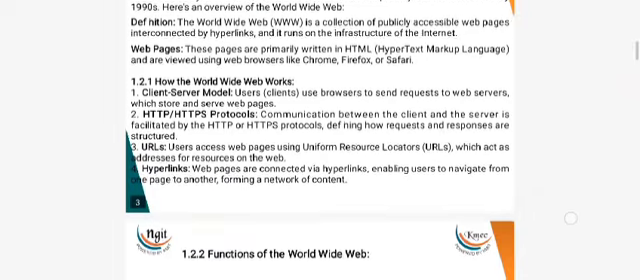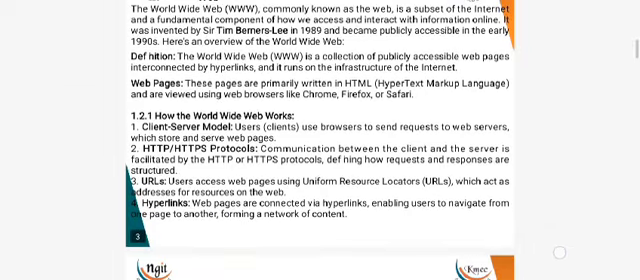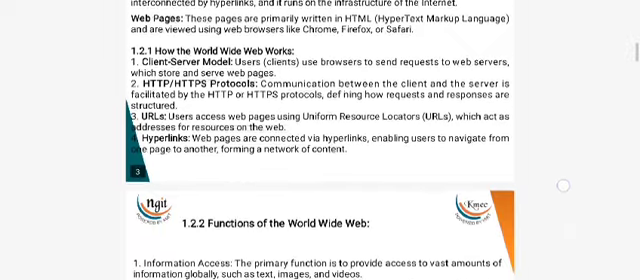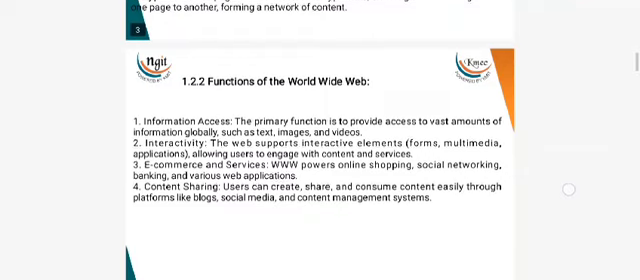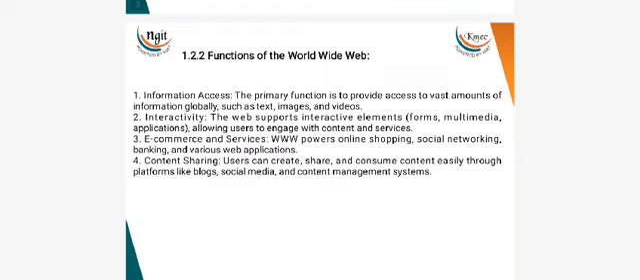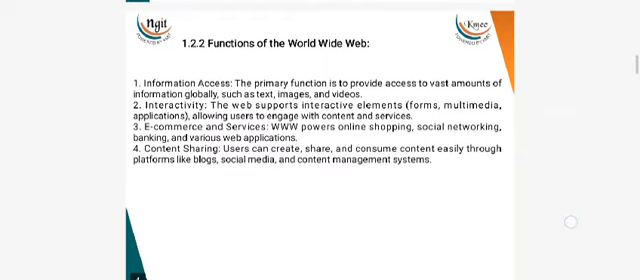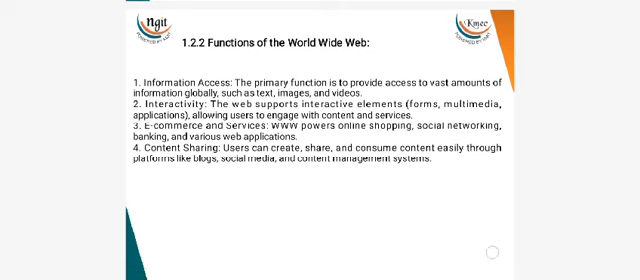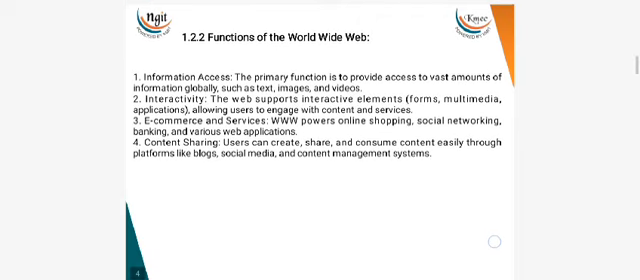And so when we are talking about WWW, we need to talk about the client-server model. Coming to the functions of WWW: using WWW, we are searching for pages and connecting to pages by clicking on hyperlinks. So here we have information access, where the primary function of WWW is to provide access to vast amounts of information available in text, images, and videos.